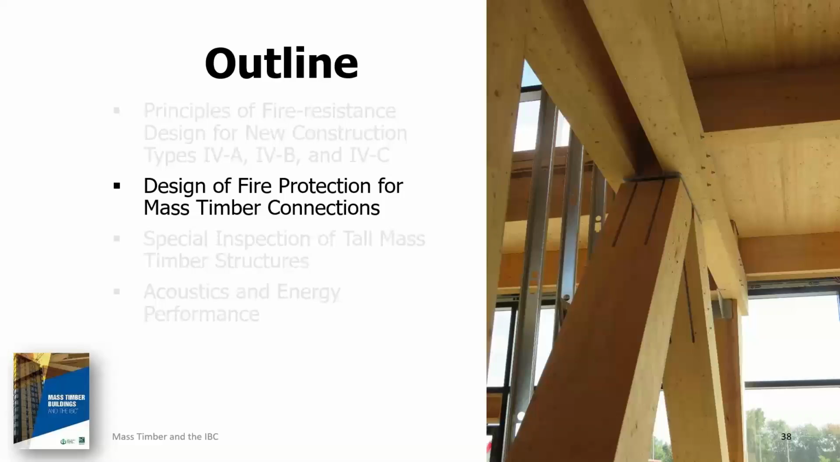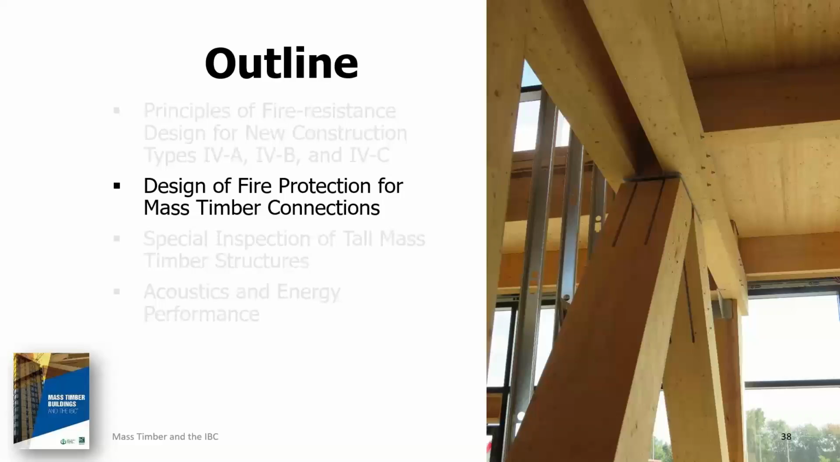All right, so let's move on to the next section of our presentation. We're going to talk about how to design fire protection for mass timber connections. As I mentioned previously, in these new types of mass timber construction, types 4A, B, and C, fire resistance ratings are required for most of the structural elements. This is one of the things that makes these new mass timber construction types very different from traditional heavy timber construction. And it necessitates a totally different approach when it comes to the connections.